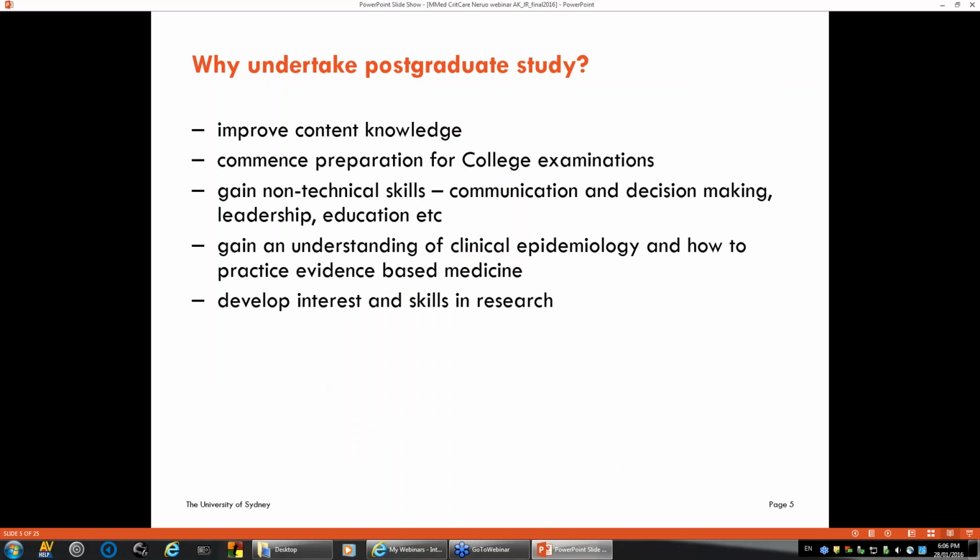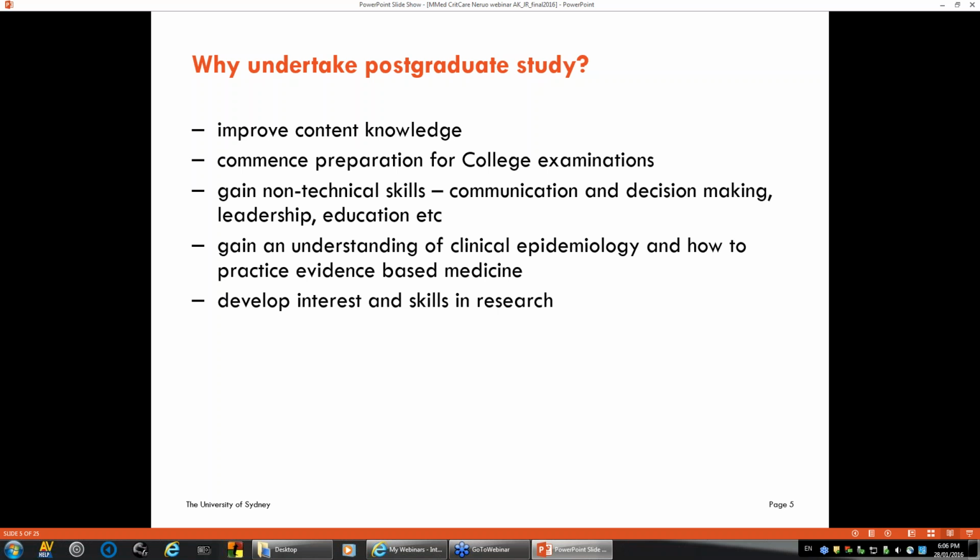I guess you've got to ask yourself, after all the degrees you might have already done, why you would undertake further postgraduate study. And there are a number of reasons. For some of you, it will be to improve your content knowledge. For some of you, you're preparing for college examinations and you want to get a head start and get a framework and a clinical understanding of the basic sciences.